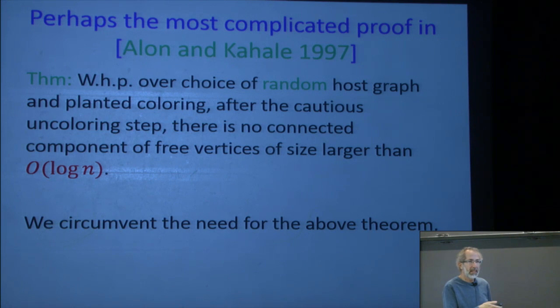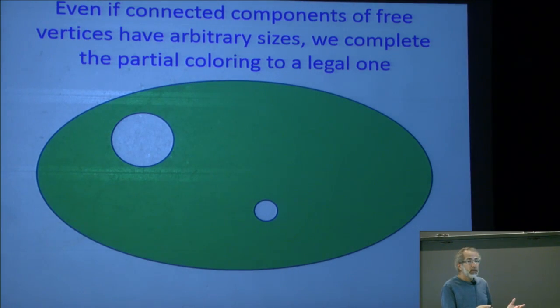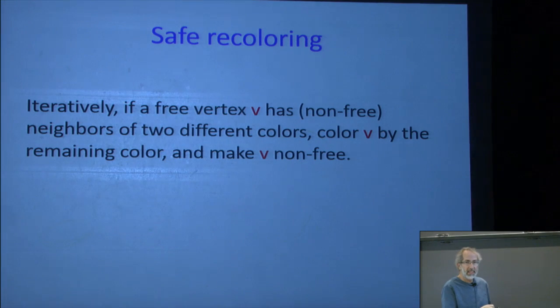And to try to prove the same thing for our algorithm becomes much more difficult because we are not in the random graph setting, and it becomes more difficult to argue about it. So we circumvent the need for the above theorem and replace it by something else. Like an observation that they did not need, we can do it and save a lot in the analysis. The point is that even if connected components are large at the end of this stage, we can complete the partial coloring to a legal one by the following additional step, which is safe recoloring, a very obvious step to do.